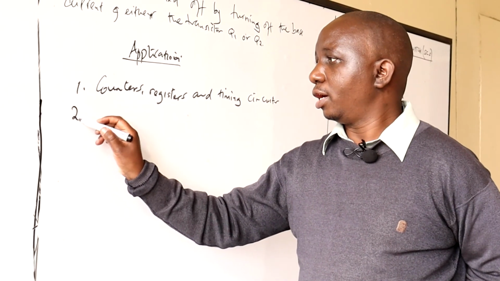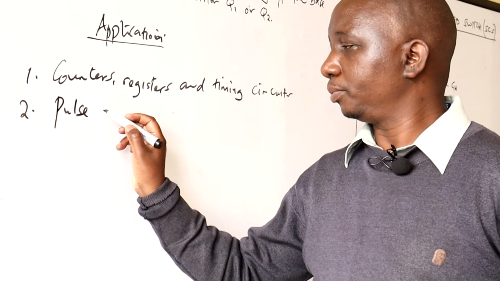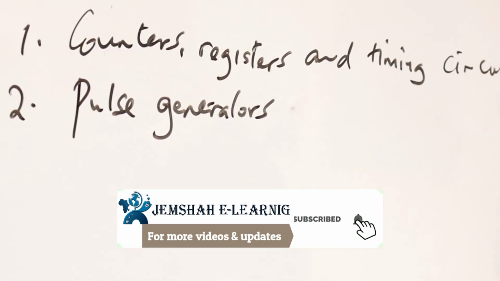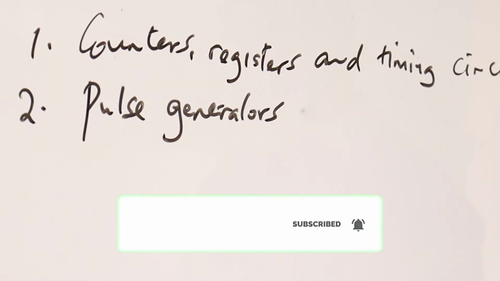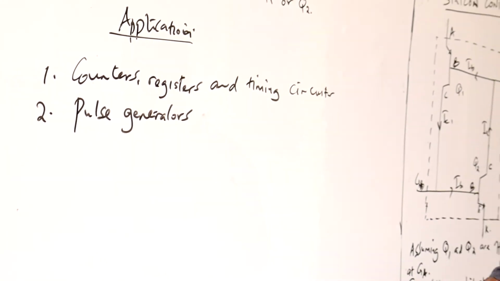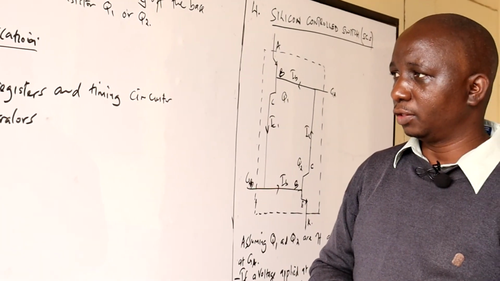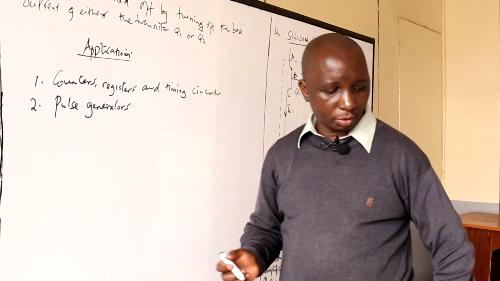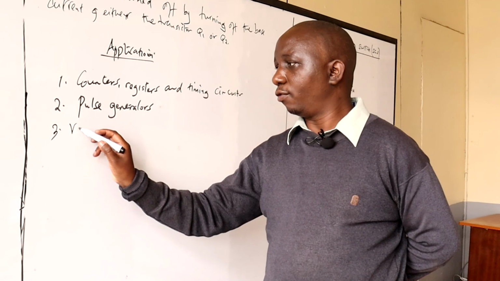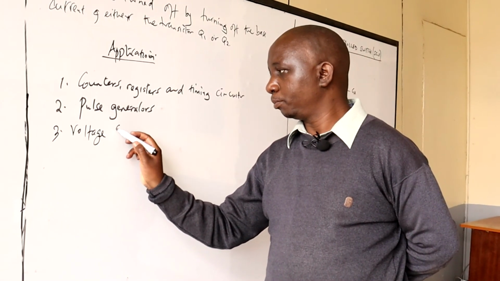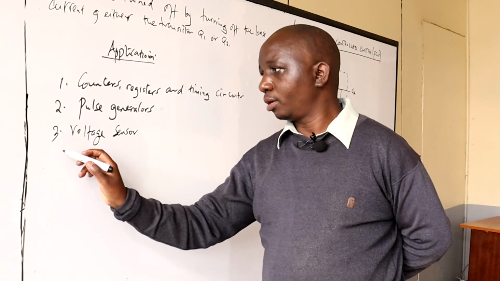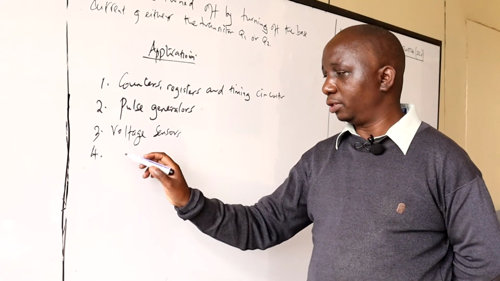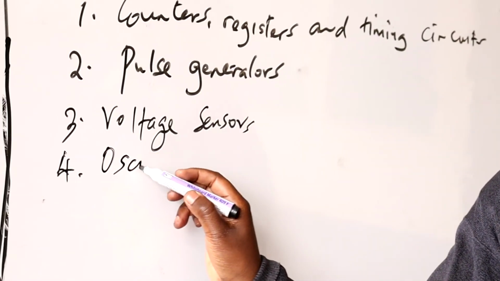Then number two is pulse generators. We're talking about pulse generators because you are able to produce an output on the collector terminal of one of the transistors, so it's going to tell the pulse. Number three is voltage sensors. And lastly, number four, depending on the type of oscillation and application, you can have that as oscillators.